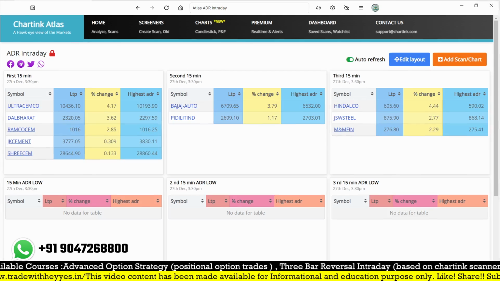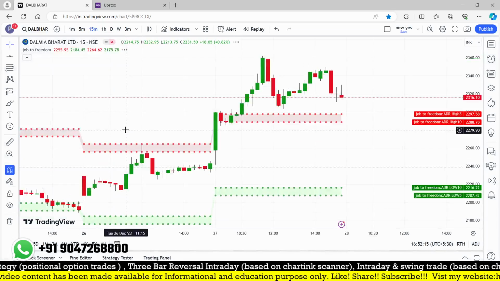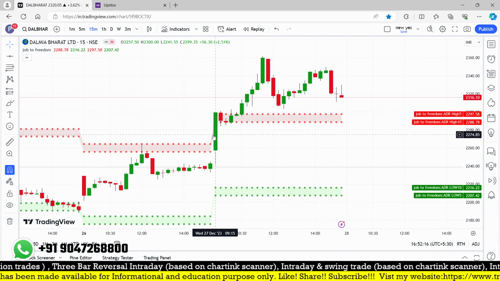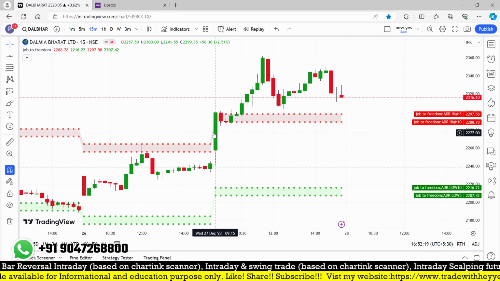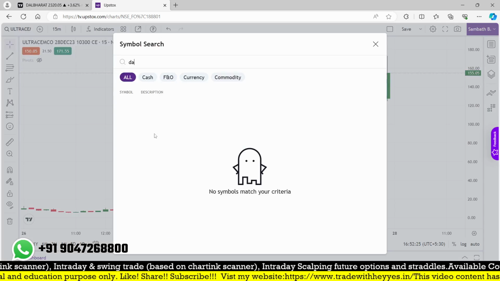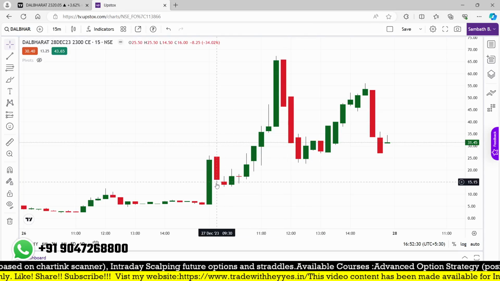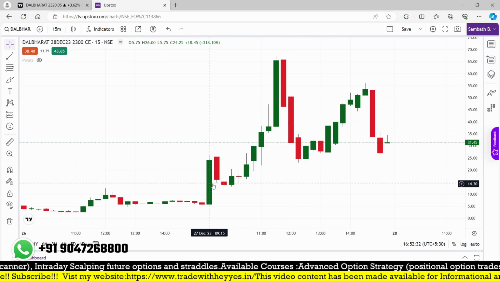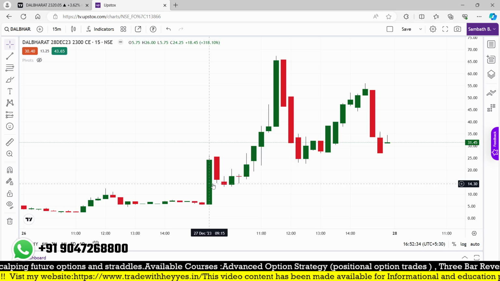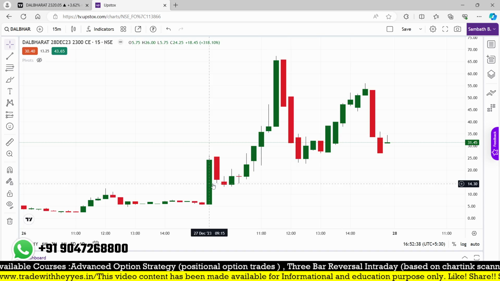And Dalmia Bharat is the second one. That is also a big candle. If you look at this big candle, the first 15 minutes closed and the closing price is 2,300. If I check the Dalmia Bharat 2,300 call option in the option chart, you can look at this. Today in the first 15 minutes in the option chart, the high is 26, low is 5 rupees. Maybe a 20-point risk.